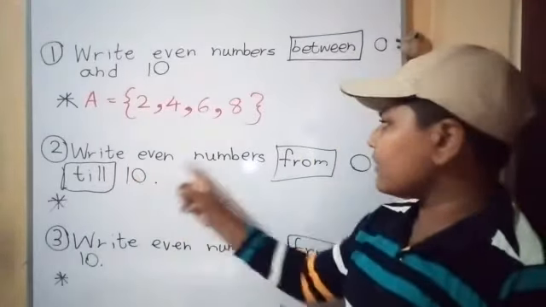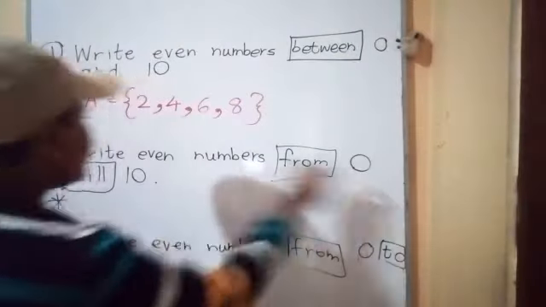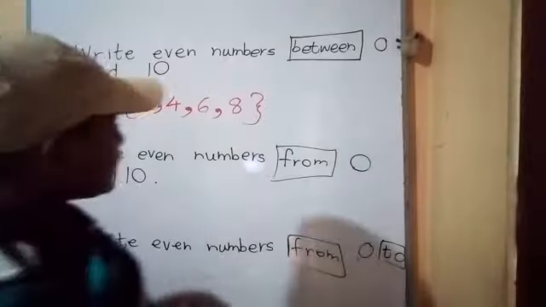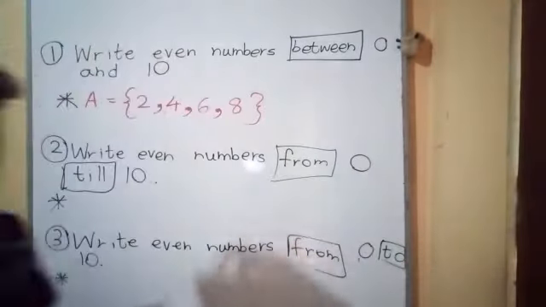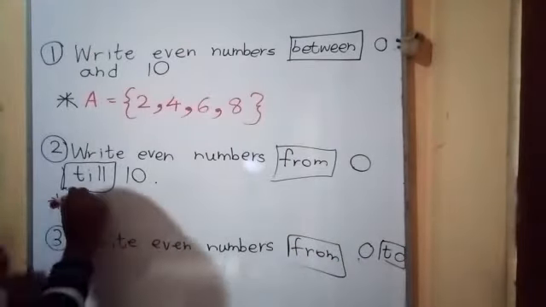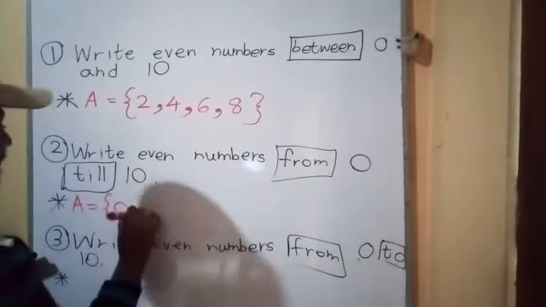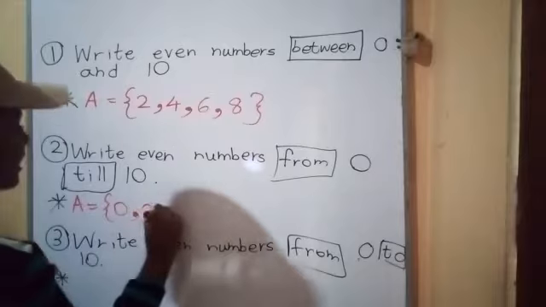Now write even numbers from 0 till 10. That means you can take 0 also, from 0.